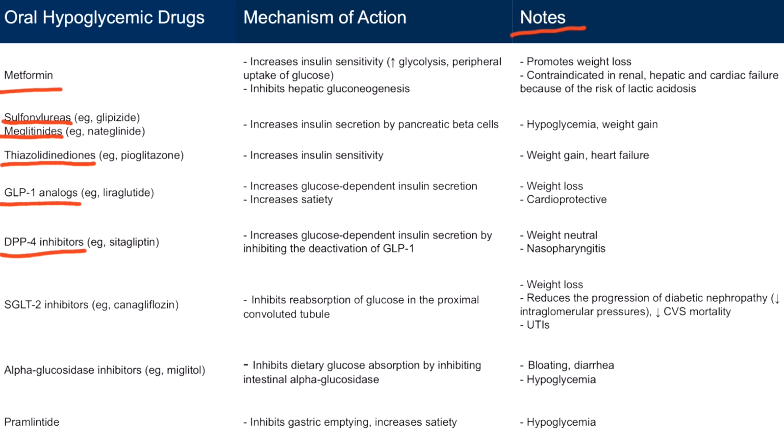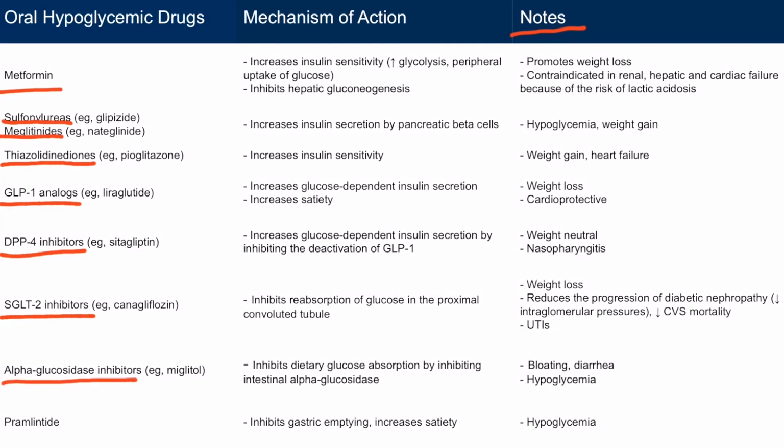Sodium-dependent glucose cotransporter inhibitors, or SGLT2 inhibitors, also have additional benefits, such as weight loss, and they also reduce the progression of diabetic nephropathy, and they reduce cardiovascular mortality. Now, by inhibiting this sodium glucose transporter, these drugs actually cause increased sodium delivery to the macula densa of the distal convoluted tubules. And this results in reduced activation of the renin-angiotensin-aldosterone system via tubuloglomerular feedback, thereby reducing intraglomerular pressures and reducing the progression of diabetic nephropathy.